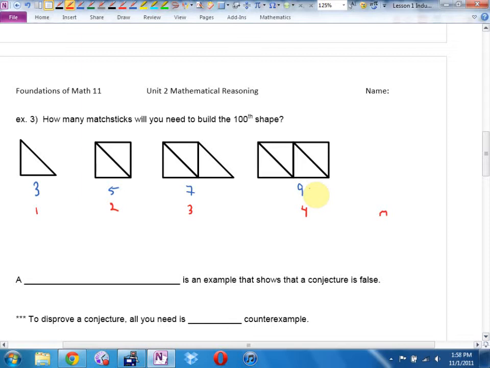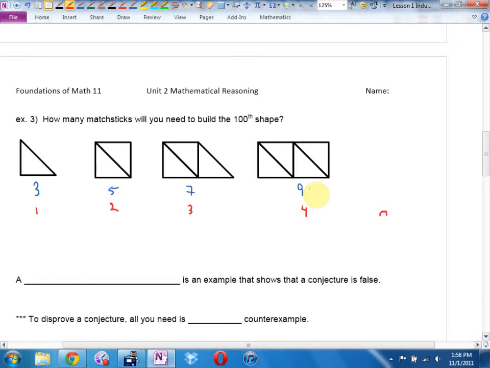Take the location, double it, and add 1. Does that work? If you double the 1 and add 1, you get 3. If you double the 2 and add 1, do you get 5? If you double the 3 and add 1, do you get 7, the number of matchsticks? If you double the 4 and add 1, do you get 9? Now, we haven't proved that this works all the time, but did it work for our first 4?